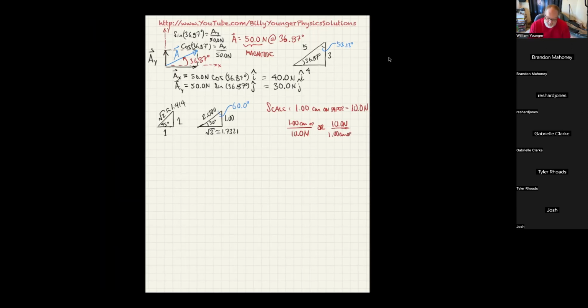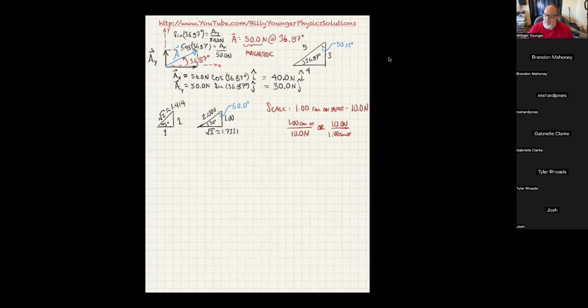So whichever number you have, like if you have the paper measurement in centimeters, you multiply it by that right one. But if you have the Newtons, then you multiply that by the left one, and that converts it to paper. Okay, so that's sort of the way you can do it.